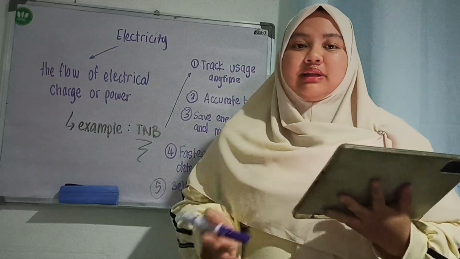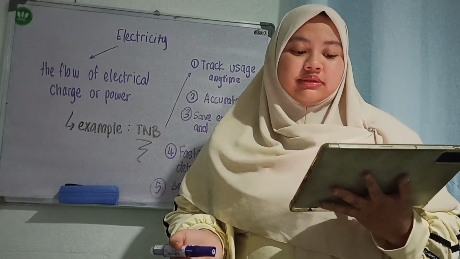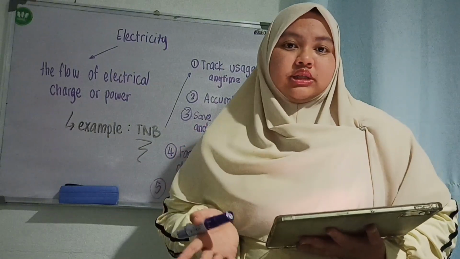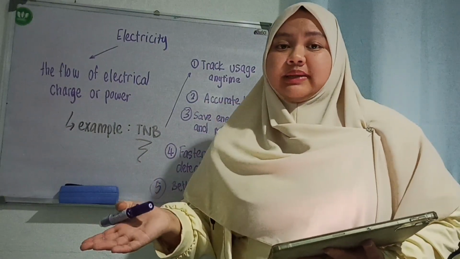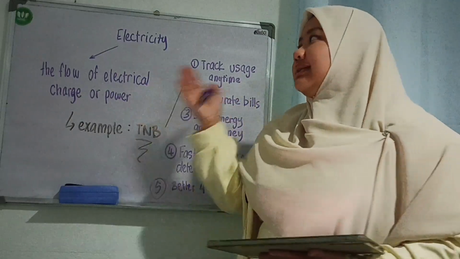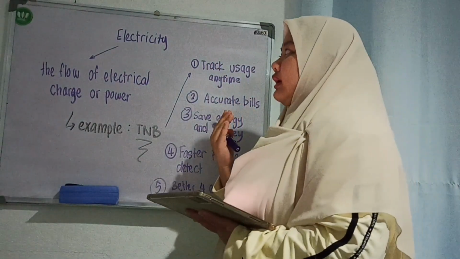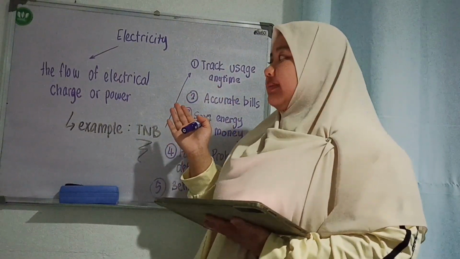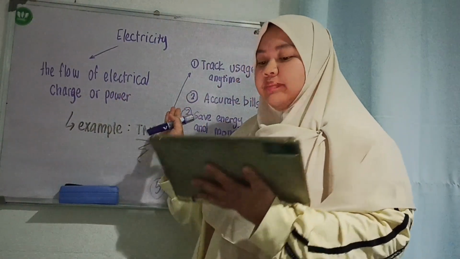Today we will be learning about electric field, current, and also the potential difference. But first, before we dive into this chapter, we have to know what is electricity. So, what is electricity exactly? It is the flow of electrical charge or power.